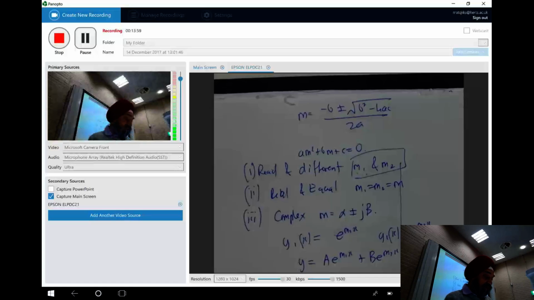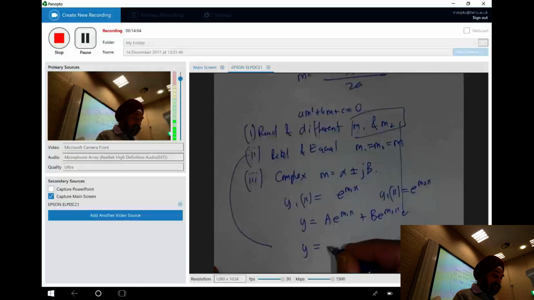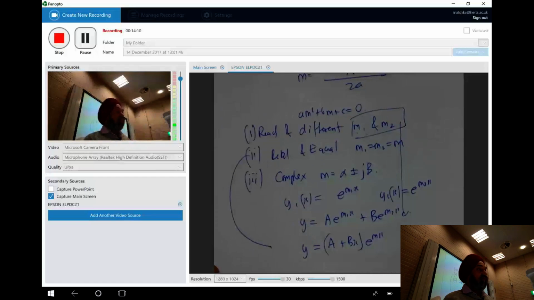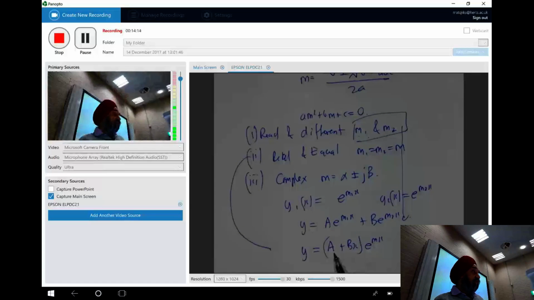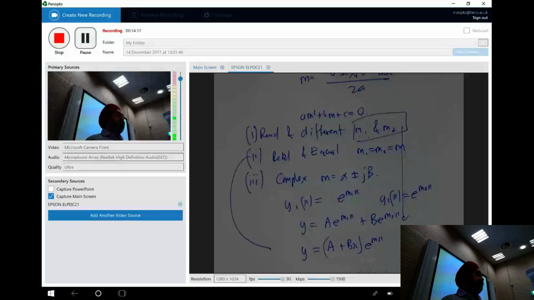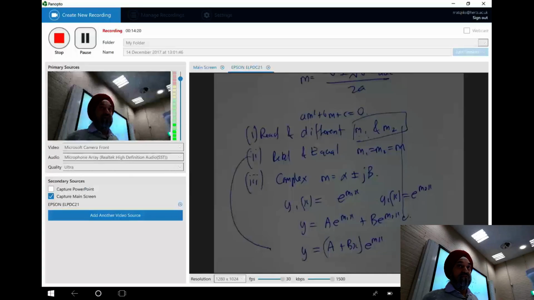If it's real and equal, then your solution is going to be y = (a + bx) e^(mx). If it's real and equal, you've got one root. You have a e^(mx), which is going to work. Then you multiply by a factor of x, because you've got two solutions. It's quadratic. Linear independence.